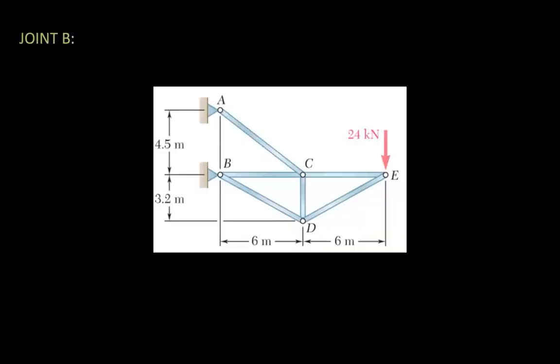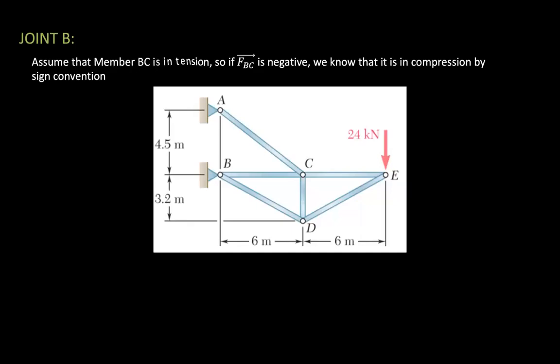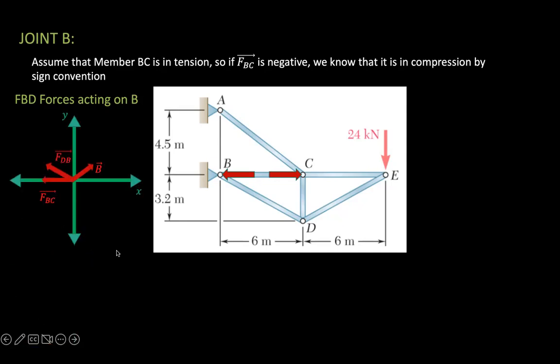From rearranging that equation and solving for B_x. So joint B, again, assume that the member BC is in tension. So if the force BC is negative, we know that it is in compression by sign convention. BD forces acting on B. The free body diagram of all the forces acting on B is seen below. We have F_BC, F_DB, and the reaction force at B. They're all acting on the point B.